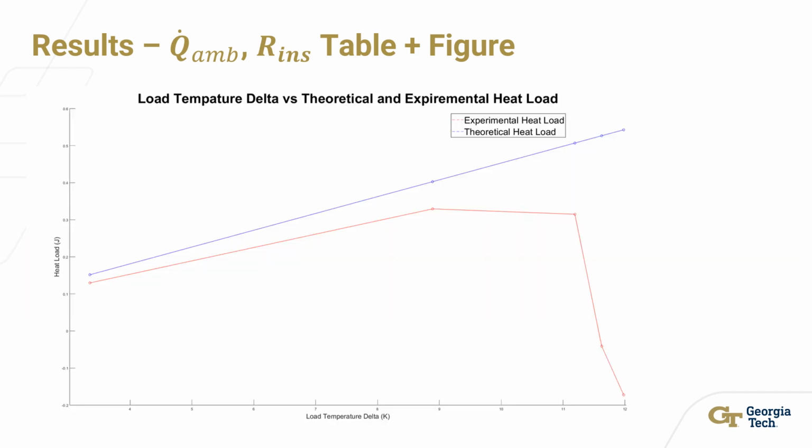So here, we've plotted the load temperature delta versus the theoretical and experimental heat transfer loads. You can see here clearly that as the load temperature delta increases, theoretically it follows a very linear trend due to the insulative resistance staying exactly the same. But experimentally, it's obvious that the relationship breaks down after around 1 volt, and then really breaks down heavily after 1.5 volts, where the heat load suddenly goes negative, or otherwise the temperature decreases as the air flows across the load.